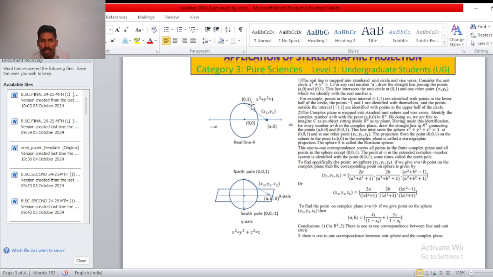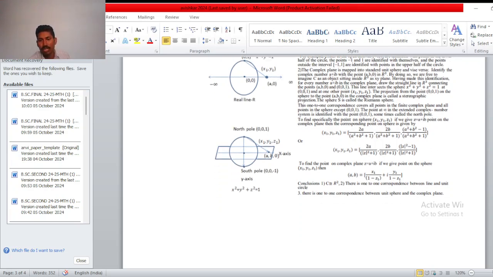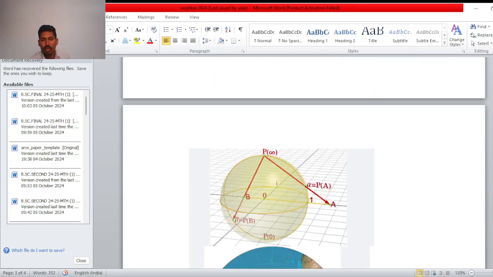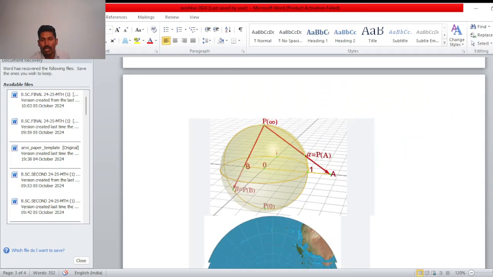As you see, the circle above the upper hemisphere goes to the circle x square plus y square greater than 1, and the circles near the lower half sphere go to x square plus y square less than 1, and the origin maps to the south pole. Here is another beautiful picture.